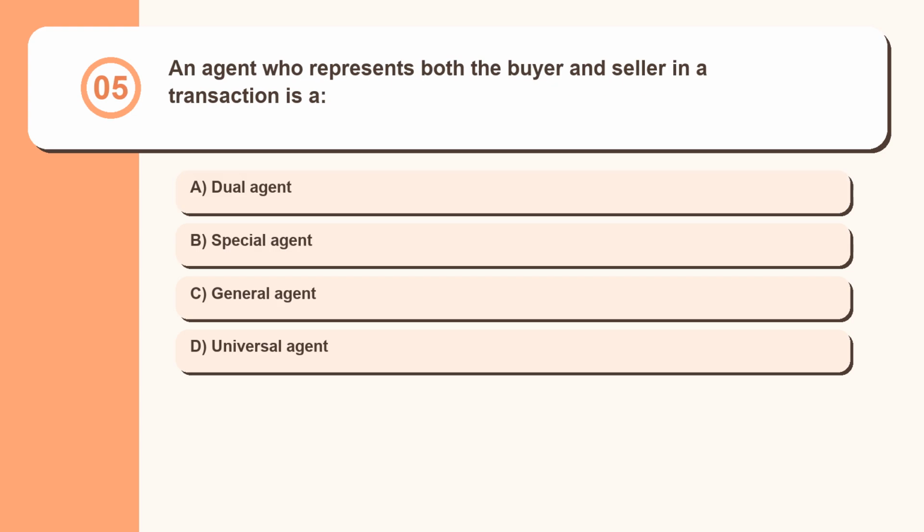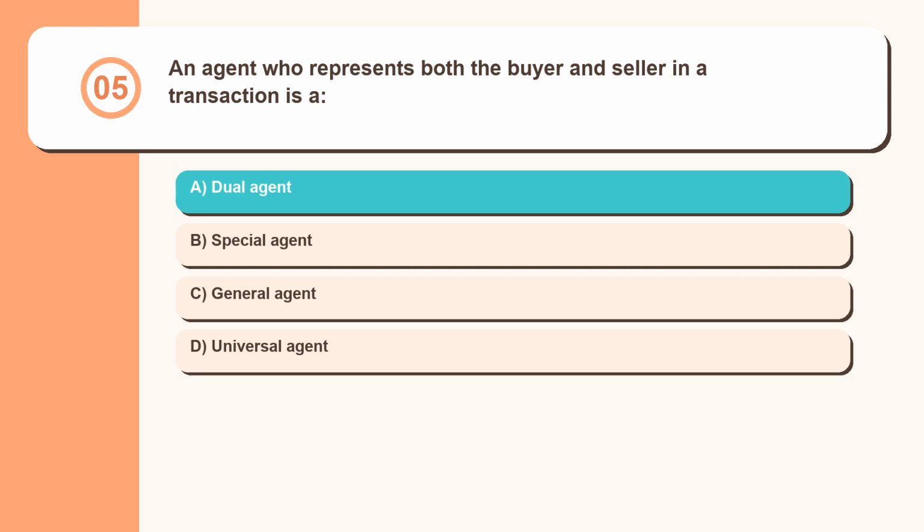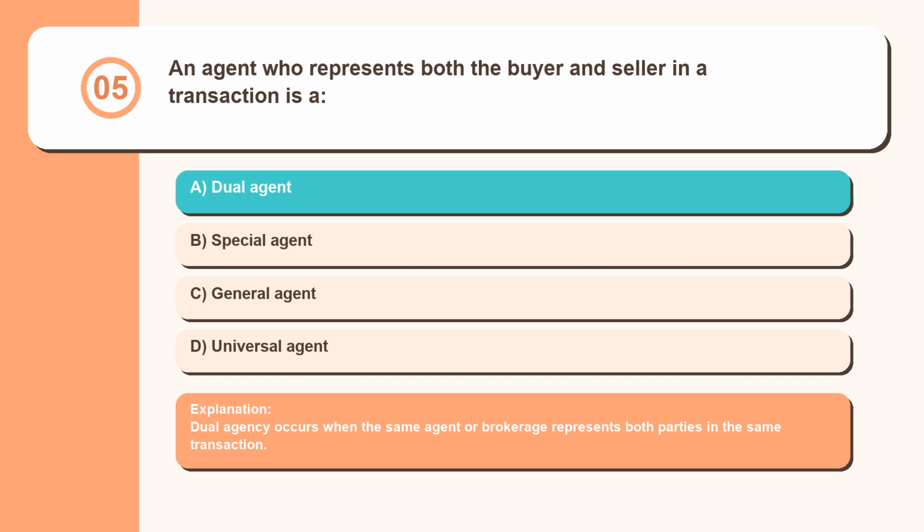Question 5. An agent who represents both the buyer and seller in a transaction is a dual agent, special agent, general agent, universal agent. Dual agency occurs when the same agent or brokerage represents both parties in the same transaction.